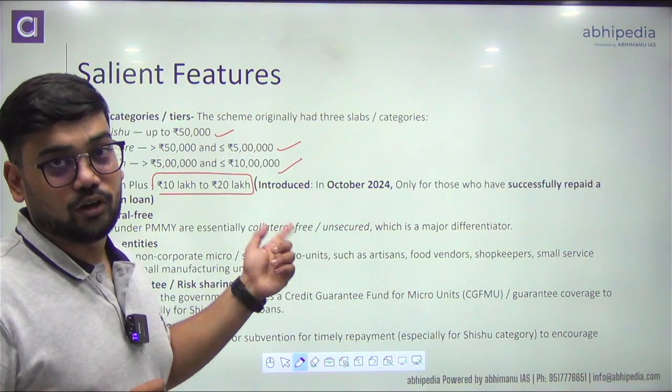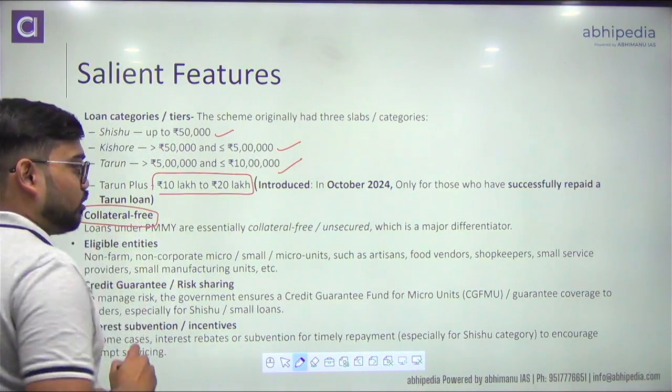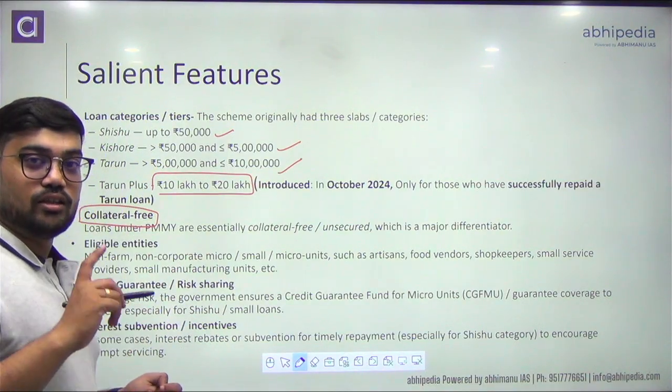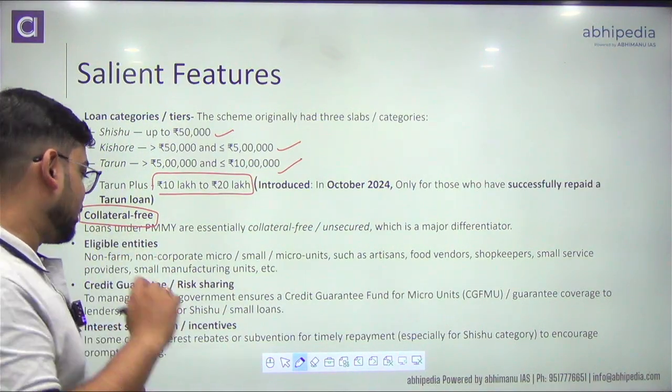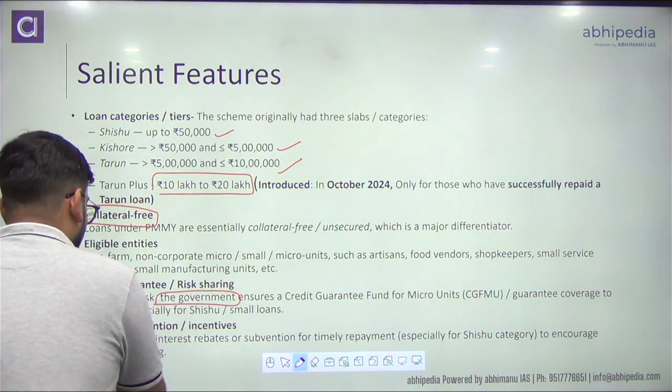Achha. Another important feature of this scheme is that it is collateral free. The person applying for a loan under this scheme need not pay any collateral. So a question arises, then who will guarantee the credit risk? The credit risk is guaranteed by the government. Do remember this thing.